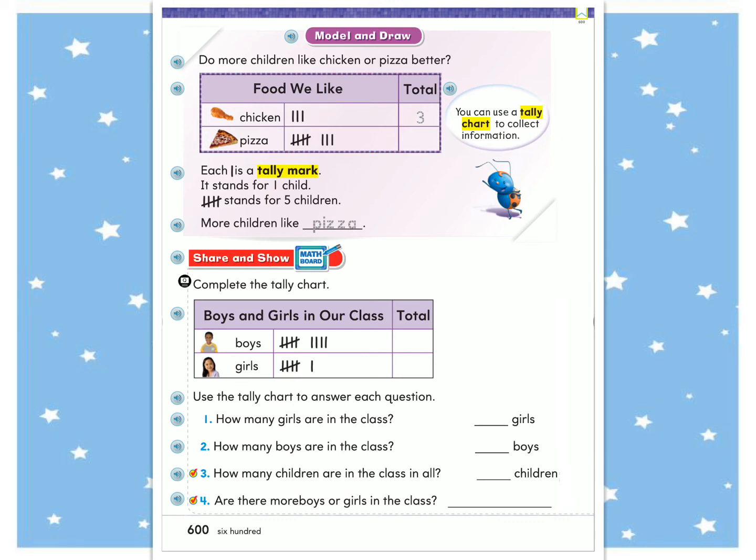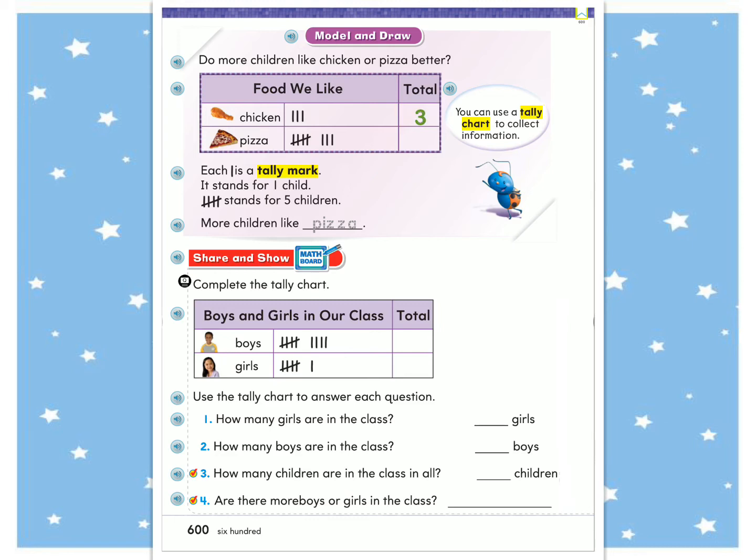Look at this chart. It has a title and the title is Food We Like. The food are chicken and pizza. Now, we can use a tally chart to collect information. By looking now at the tallies, we can count them and know each total for each food. So for the chicken, how many students like the chicken? Well done, they are 3.